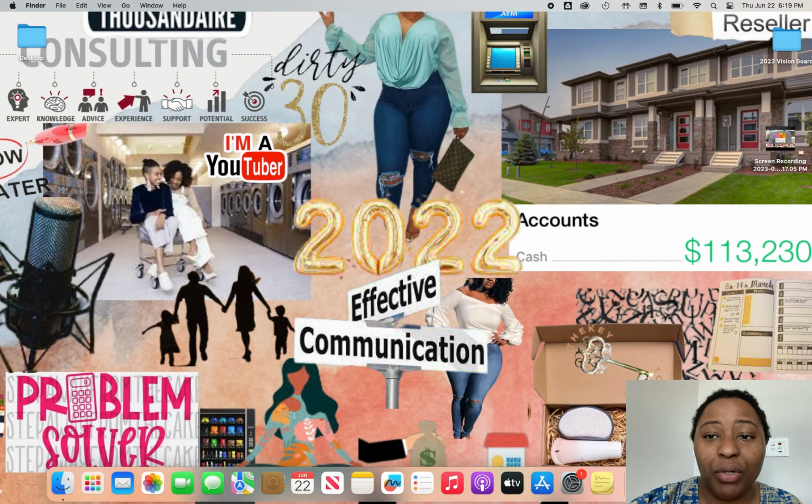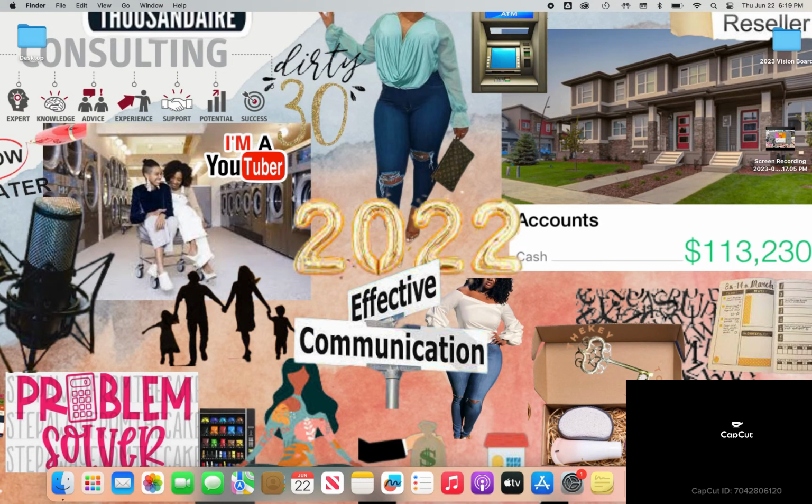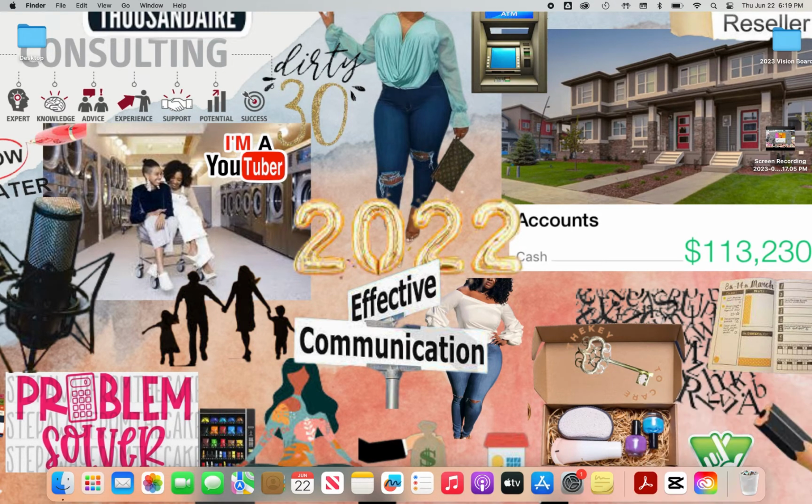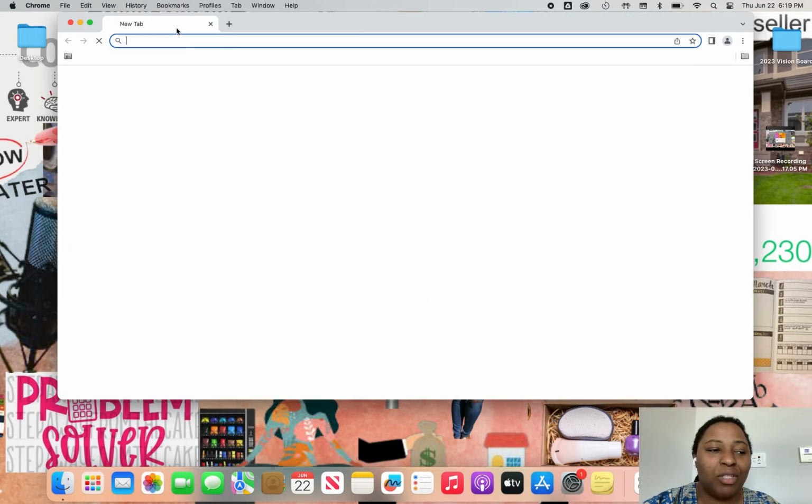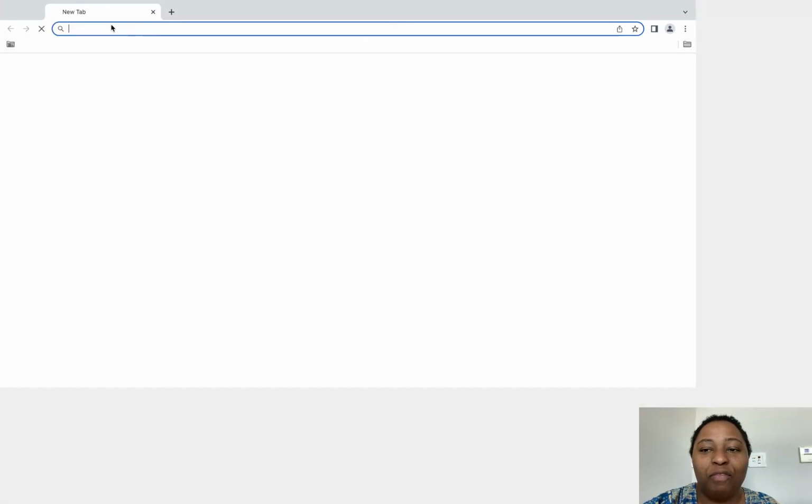So here is my previous vision board for 2022 and those goals that I had envisioned for myself. So now I am starting to gather my photos.